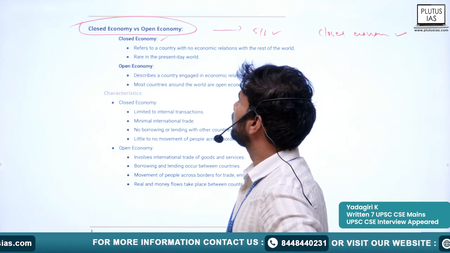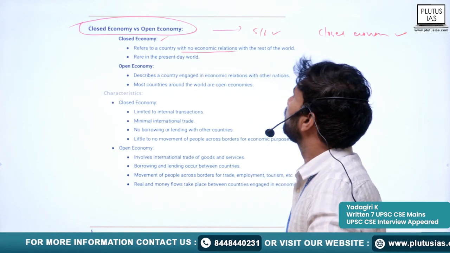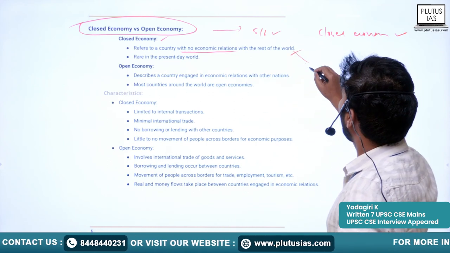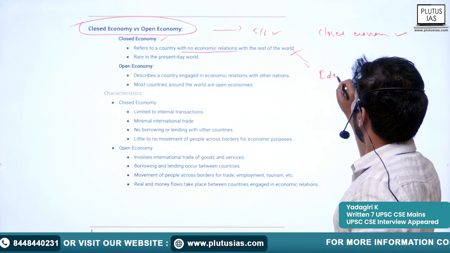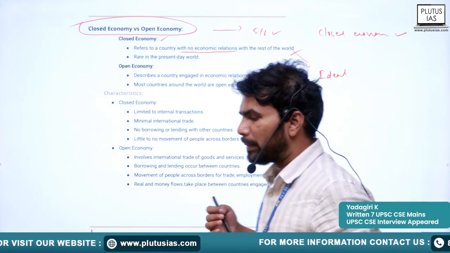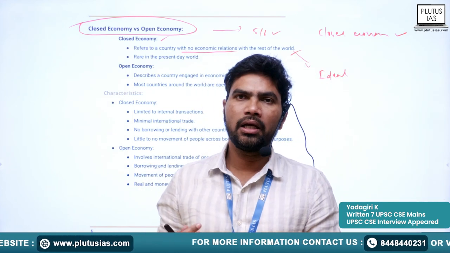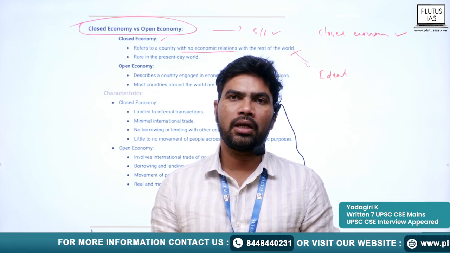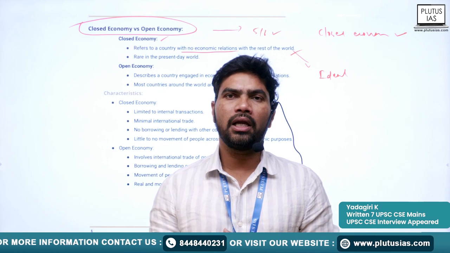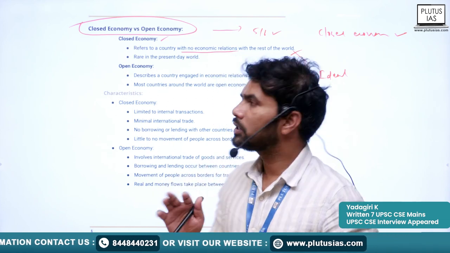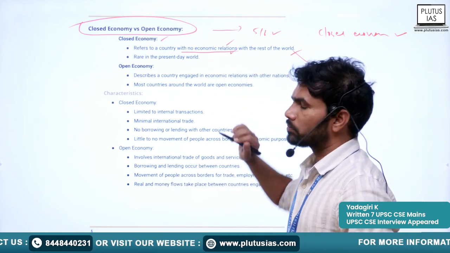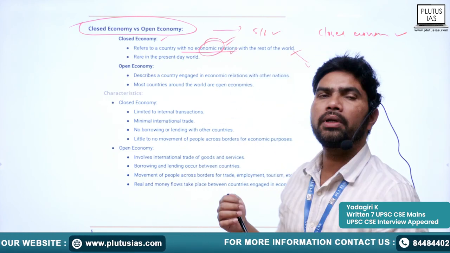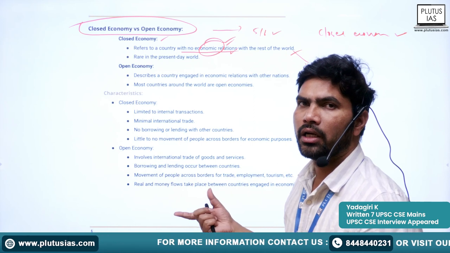A closed economy refers to a country with no economic relations with the rest of the world. So we can say this is the ideal situation. Practically, a particular country will definitely have some kind of dependency or relation with some other country in the world. But this is the ideal example, that a country has no economic relation with any other country in the world.